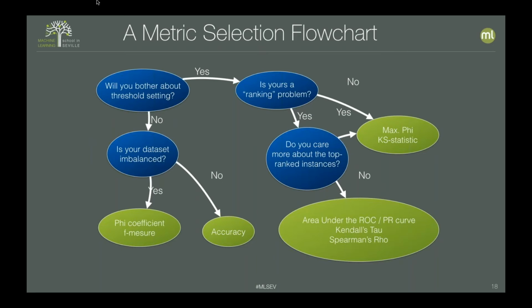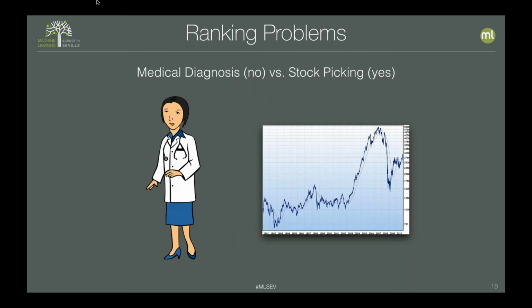This flowchart is available on our blog as well. But one of the other main questions I'm asking here is, do you have a ranking problem? What that means is, do you have a problem where the top n instances are more important, or regarded to be more positive, than the next n instances, for example? So this is the case that Tom was talking about, where you have medical diagnosis, for example, versus stock picking.